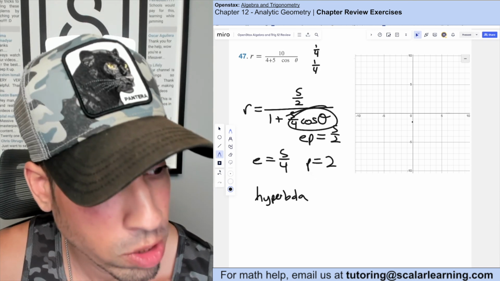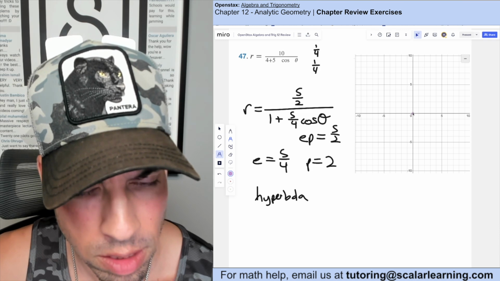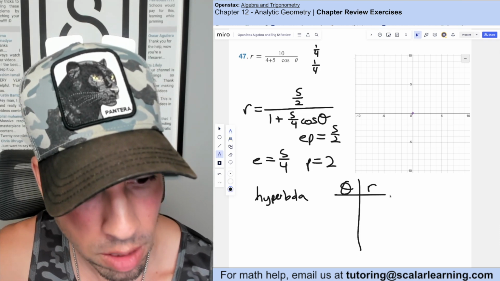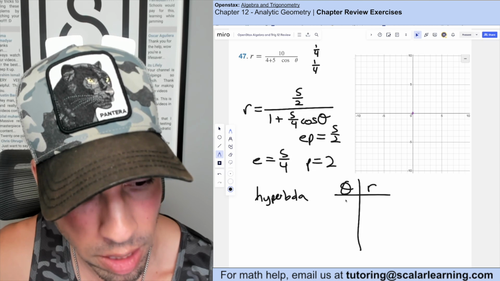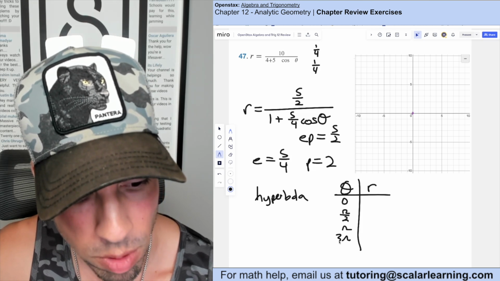And since we got cosine here, we know we're opening left and right. One of the foci is, again, going to be at the origin, and now we're going to make a little table here with theta and r corresponding values, again, doing 0, pi halves, pi, and 3 pi halves, like so.